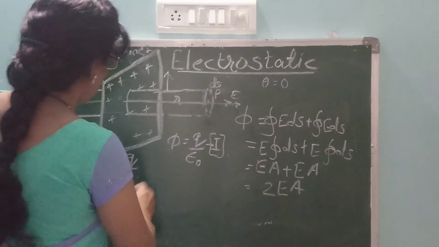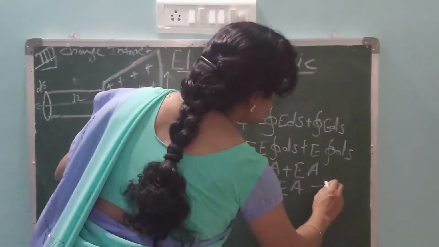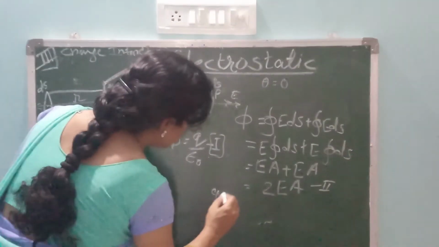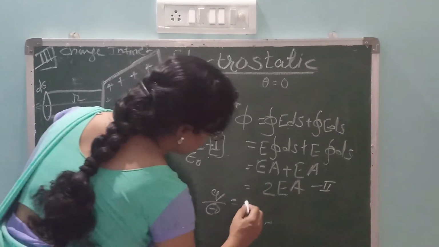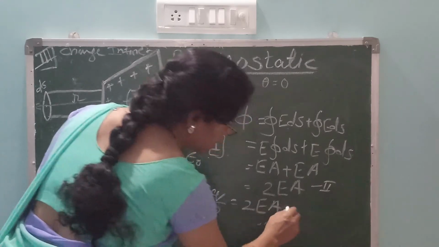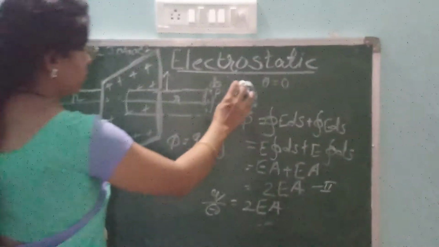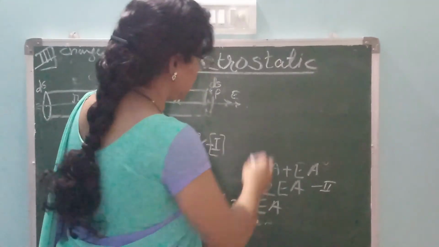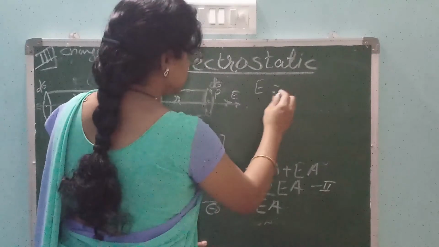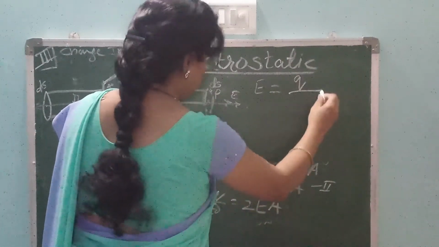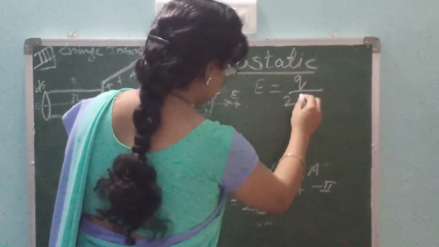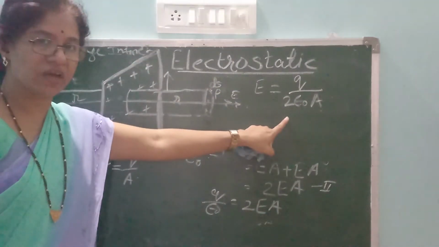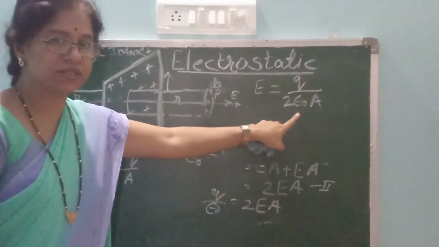Okay students, now this is your equation 1 and this is your equation 2. Now equating both, Q upon epsilon 0 is equal to twice EA. Now see what we are getting here. We have to find the electric intensity, so E is equal to Q upon twice epsilon 0 A.